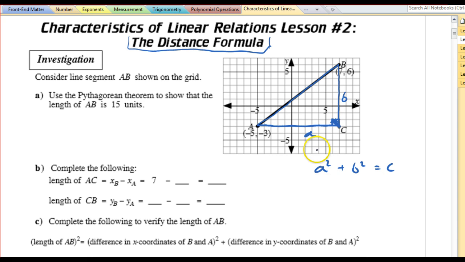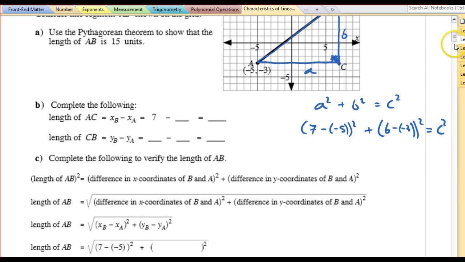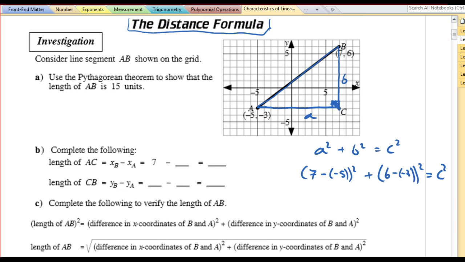I can tell already that the distance of A is going to be 7 minus negative 5. So I'm going to go ahead and put that in brackets here: (7 minus negative 5), and then obviously square that. And then B squared is going to be (6 minus negative 3), need another bracket here, squared, equals C squared.